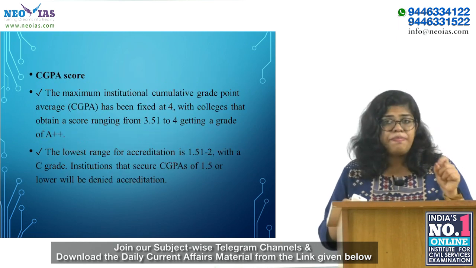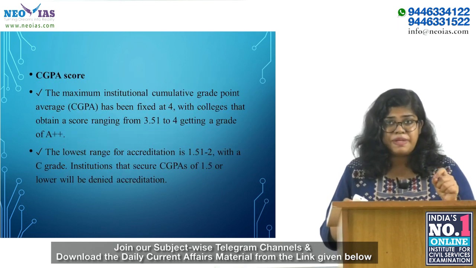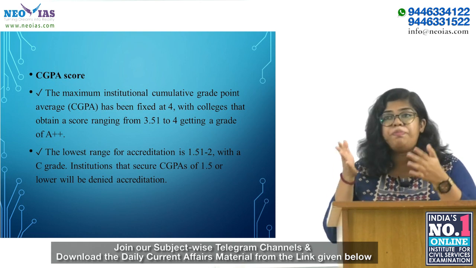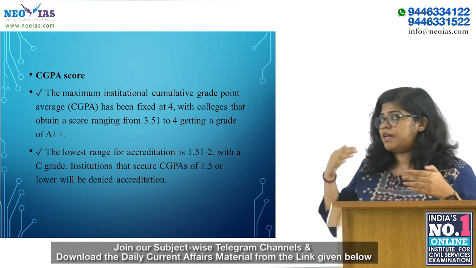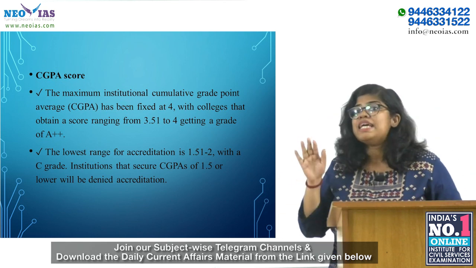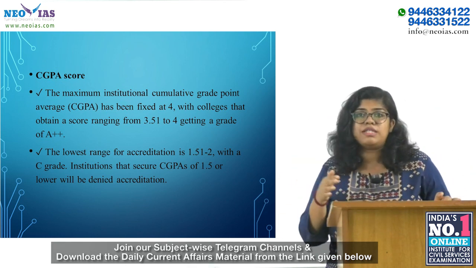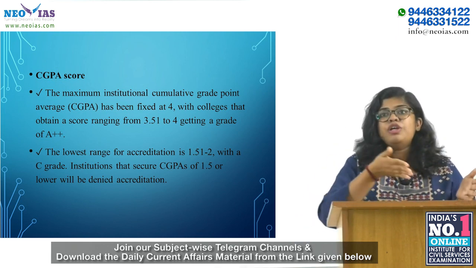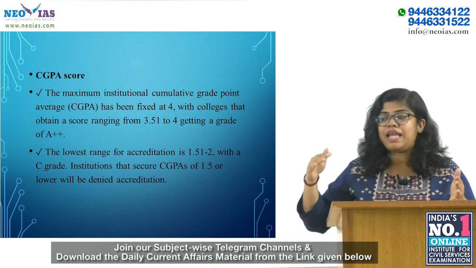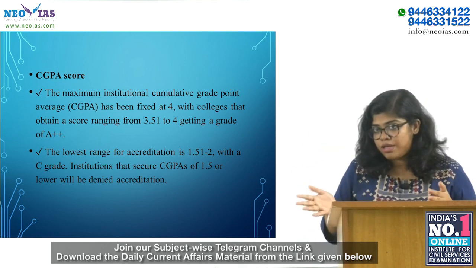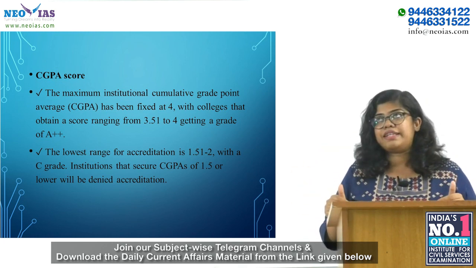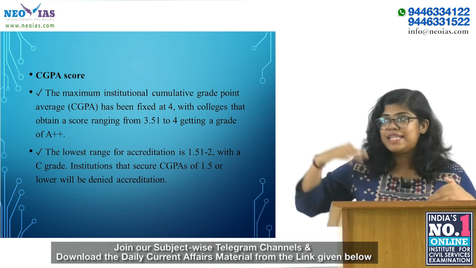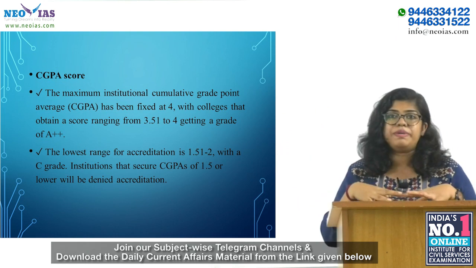So I have to talk about the CGPA score also. It is a maximum institutional cumulative grade point average, and this is fixed at 4, with the colleges that obtain a score between 3.51 and 4 getting an accreditation of A++ grade. The lower range for accreditation is 1.51 to 2, which is a C grade. So the highest will be A++ and the lowest will be C grade.